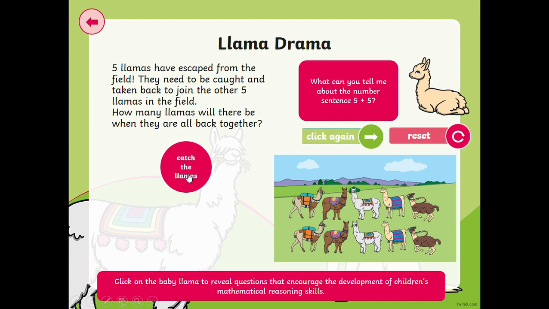But what can you tell me about the number sentence 5 add 5? What do we call it when we add the same number together? You're right, we call them doubles, don't we? So we would say double 5 is 10.